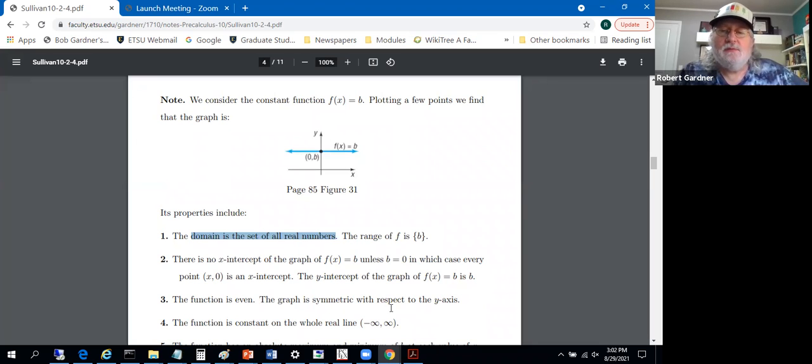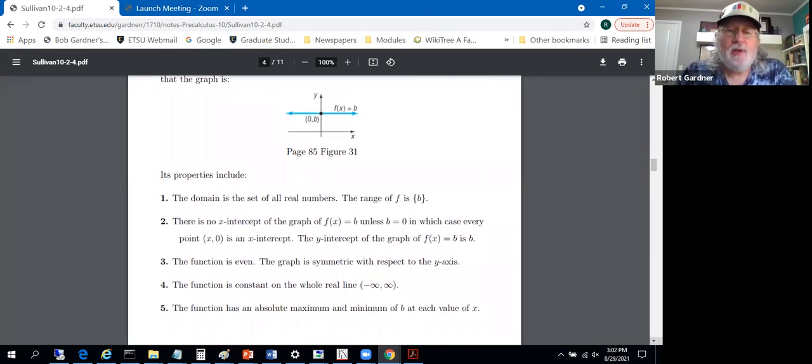Even symmetries, yeah, symmetric with respect to the y-axis, folded over, the right-hand side would lie on the left-hand side. That's symmetry with respect to the y-axis. Functions with that symmetry are even functions. So this is an even function. Increasing, decreasing, it's constant. It's a constant function. So it's constant on the whole real line, though neither increasing nor decreasing.